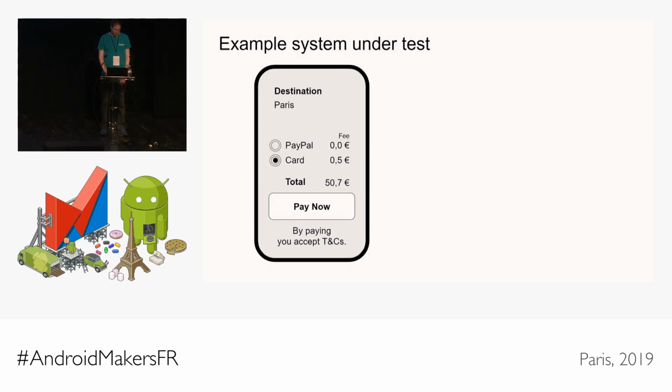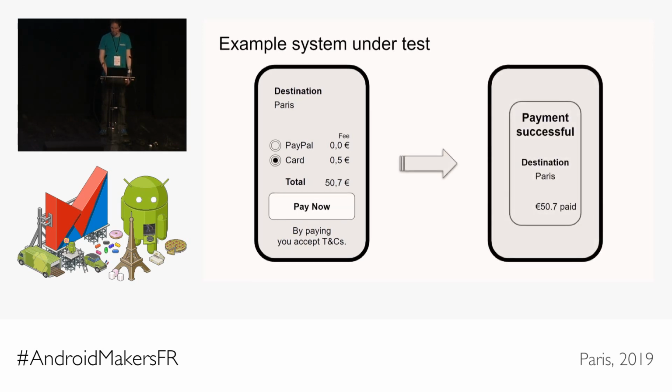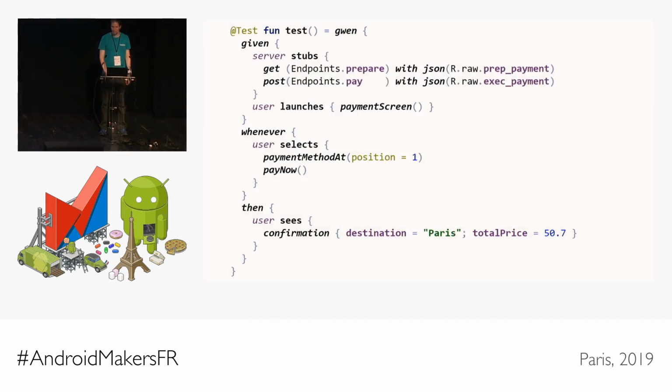I will be using a hypothetical payment screen as an example. We are buying a ticket to Paris. You can select a payment method, and each of them can have a surcharge, and you can see the total, and if you press the pay button, then you get a confirmation screen of your successful payment, showing the destination and how much you paid.